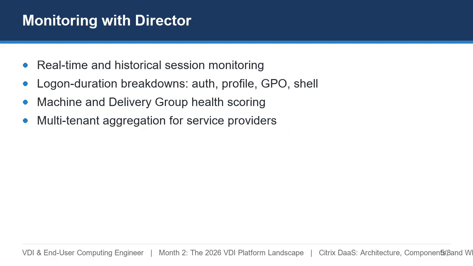Director is Citrix's monitoring console, giving you real-time and historical visibility into sessions, a breakdown of exactly where logon time is spent across authentication, profile load, group policy, and shell startup, and health scoring across your machines and delivery groups. In larger deployments, it can even aggregate monitoring across multiple Citrix Cloud tenants. Director is your first stop when something in the Citrix estate needs troubleshooting.